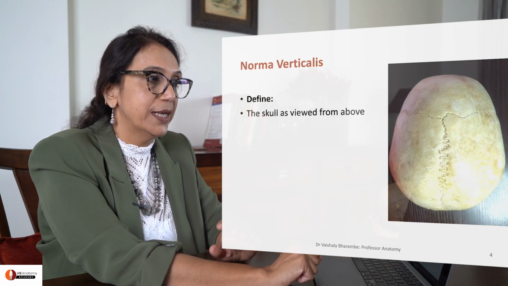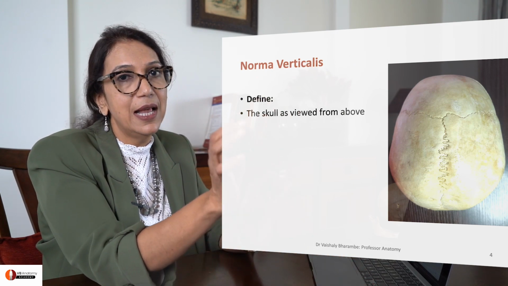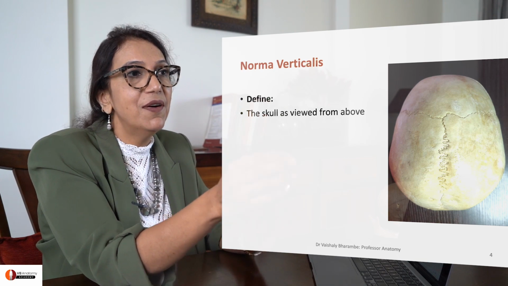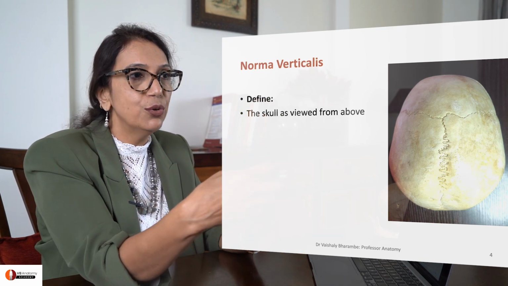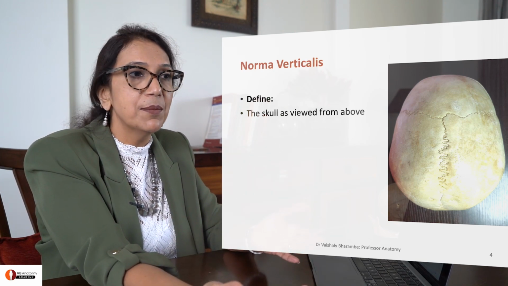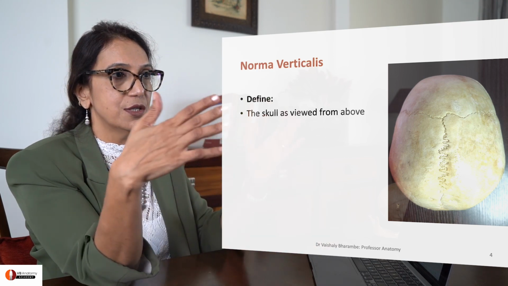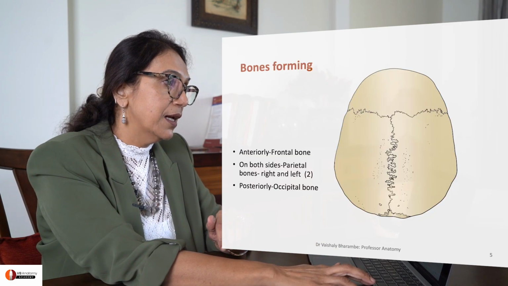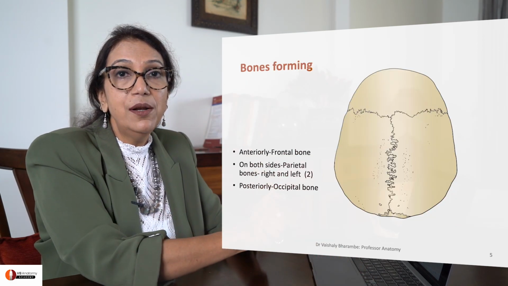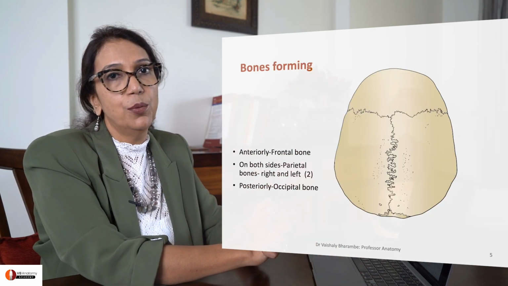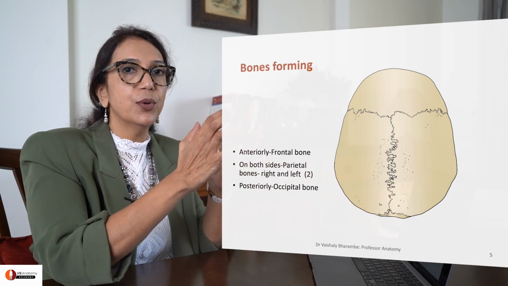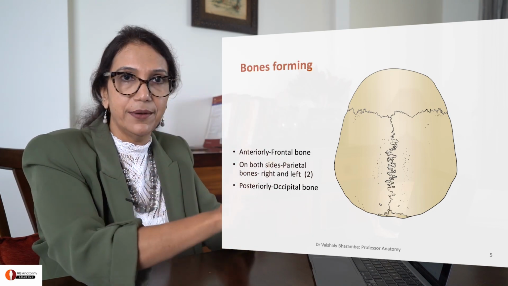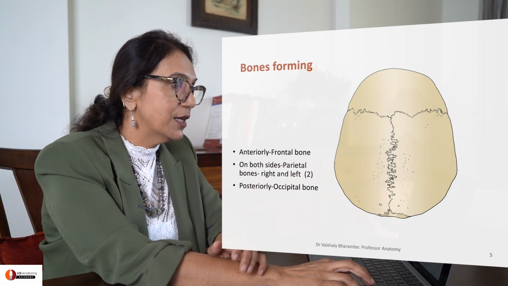Right, Norma Verticalis, the view of the skull as seen from above. Define the topic to yourself so that you know what you're getting into. Yes, I'm getting into Norma Verticalis, which is the view of the skull as I see from the top. Fine. Now, let's take a look at what are the bones that are forming the Norma Verticalis. Which bones come together to form this top of your head? Okay, so let's take a look.